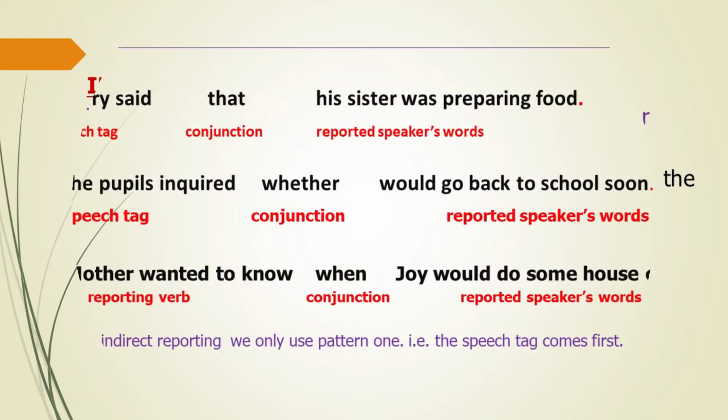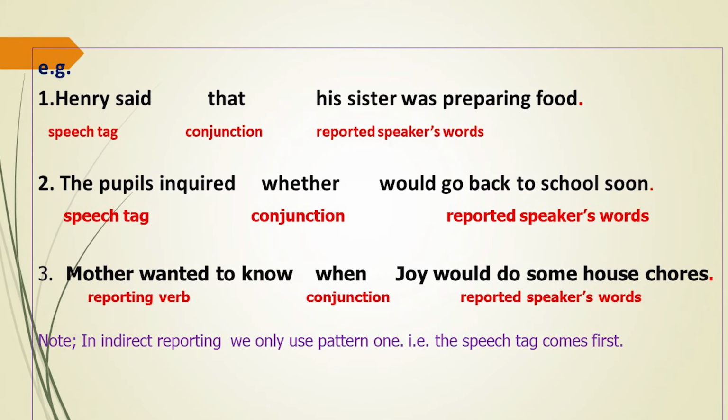So look at the first example. Henry said that his sister was preparing food. Henry said is the speech tag. The word that is acting as a conjunction. His sister was preparing food are the reported speaker's words. They are not the actual words of the speaker, and that's why they are not quoted. That means Henry reported them using other words and not the actual words of the speaker.